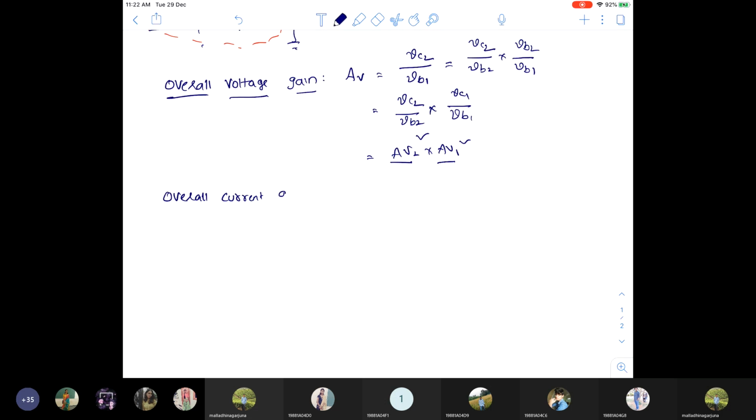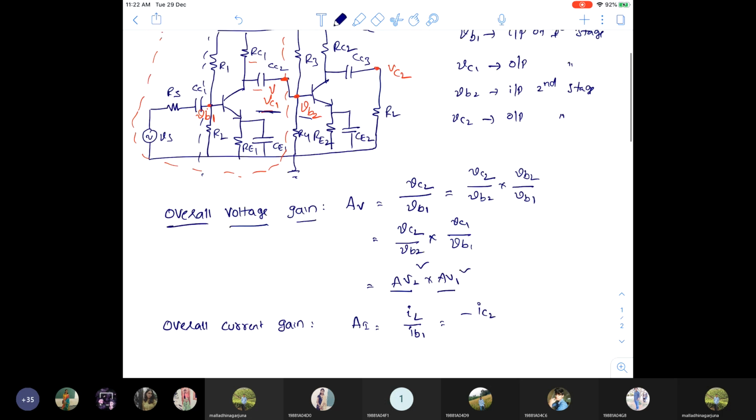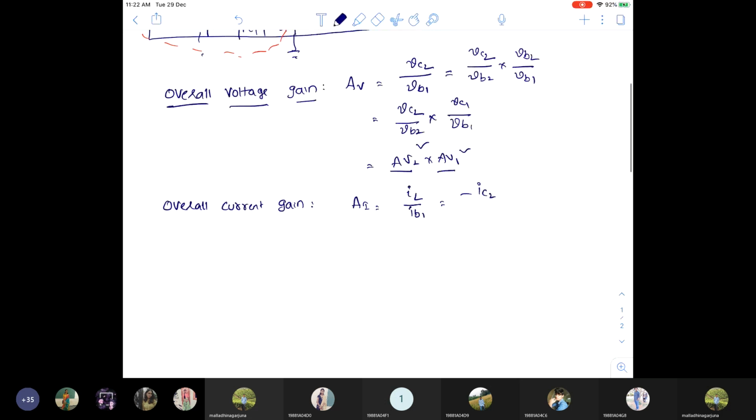Overall current gain AI equals IL by IB1. IL is nothing but minus IC2. Why? Because if you see the circuit, IL is opposite to IC2. So this is minus IC2 by IB1, which equals minus IC2 by IB1 into IC2 by which section?